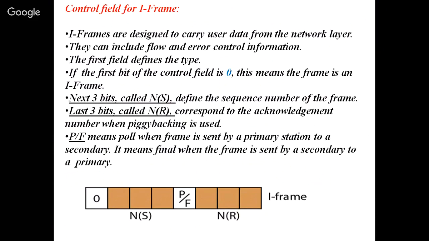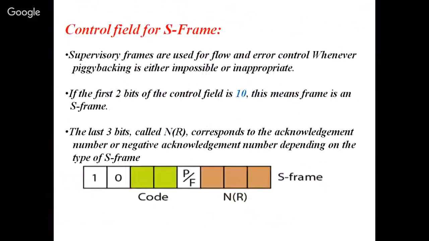The first bit defines the type. If the first bit of the control field is 0, this means the frame is an I frame. The next three bits, called N(S), define the sequence number of the frame. The field called N(R) corresponds to the acknowledgement number when piggybacking is used. The P/F field means poll when the frame is sent by a primary station to a secondary. It means final when the frame is sent by a secondary to a primary.